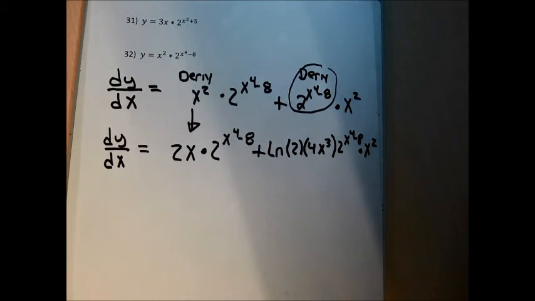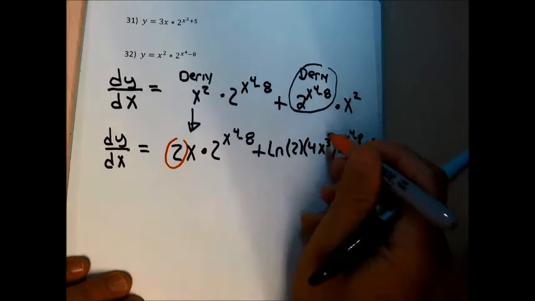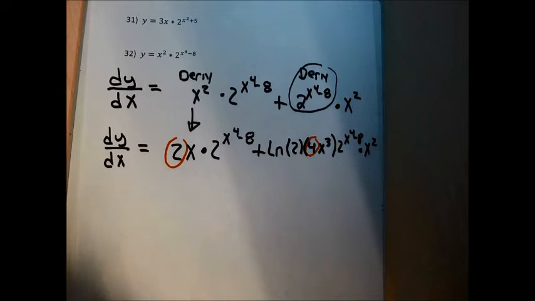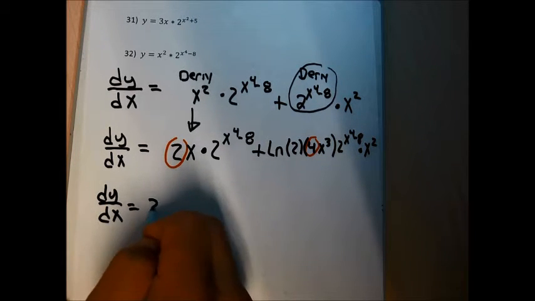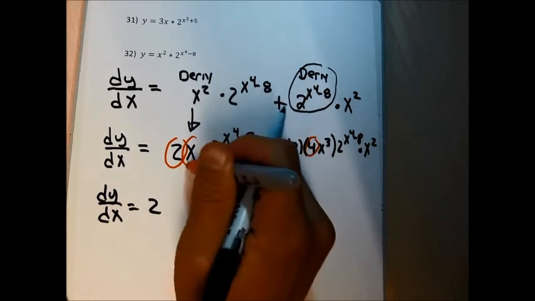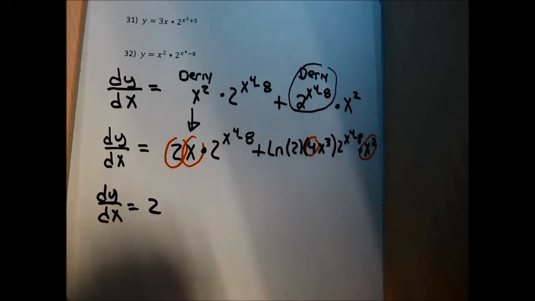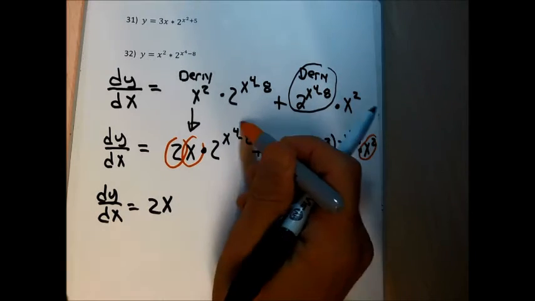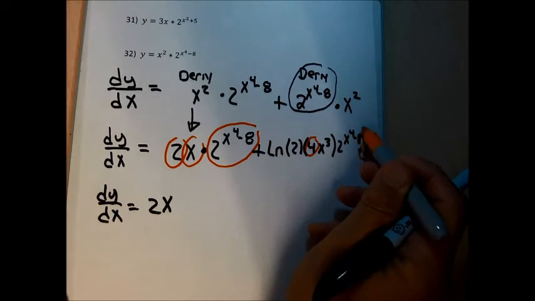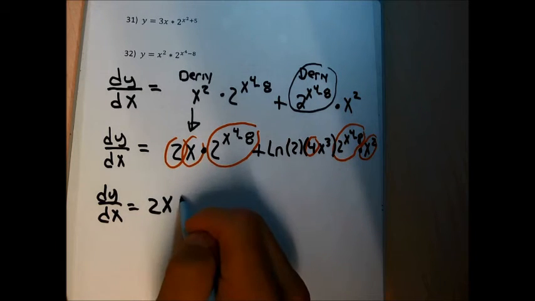I'm going to look for common factors. Between this 2 and that 4, I can factor out a 2. Between this x and any one of these x's, I can factor out an x. I'm going to take an x away from that one. And they both have a 2 to the x to the 4th minus 8, which I can factor out.